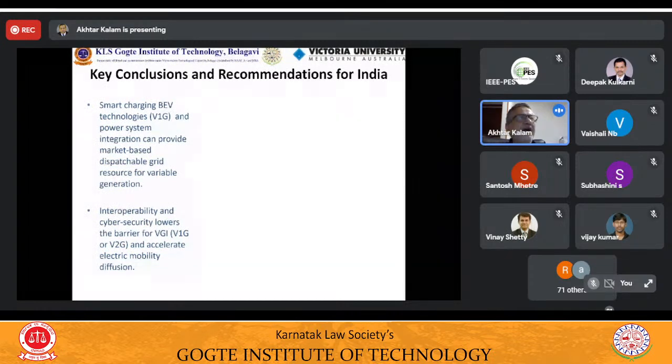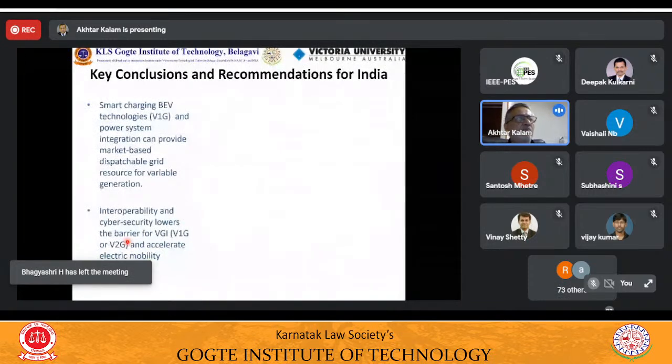After that, the vehicle to grid integration, especially for India, I want to mention this. Smart charging: BEV technology, battery electric vehicle technology, will be using the unidirectional controlled charging system, and the power system can be integrated to provide market-based dispatchable grid resources for variable generation. Interoperability and cybersecurity lower the barriers for vehicle-to-grid integration, whether it is V1G, which is unidirectional controlled charging, or V2G, and accelerate electric mobility.